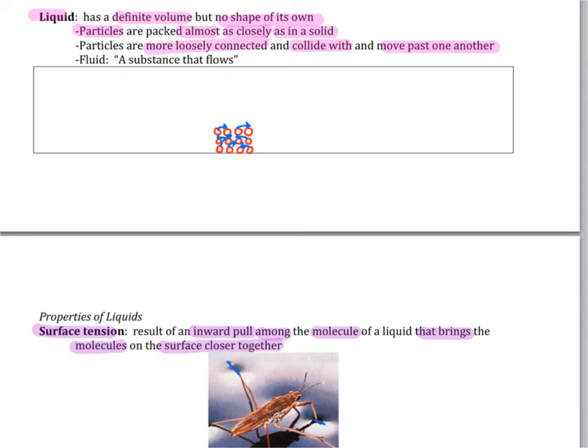So the molecules on the surface of a liquid are actually a little closer than the molecules that are underneath it. And that's what allows for, as in this image down here, the insect that appears to be floating on the water. You can see the surface tension being demonstrated right there. It's able to land on top of the water because those molecules are a little closer together.